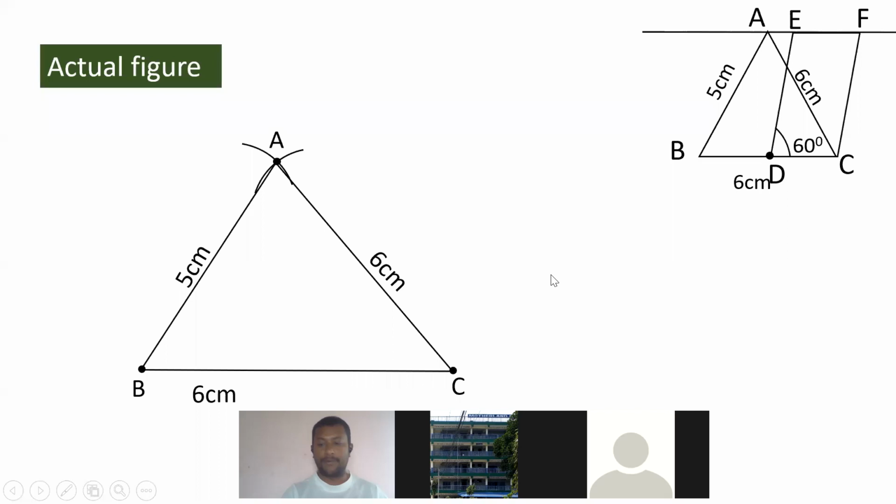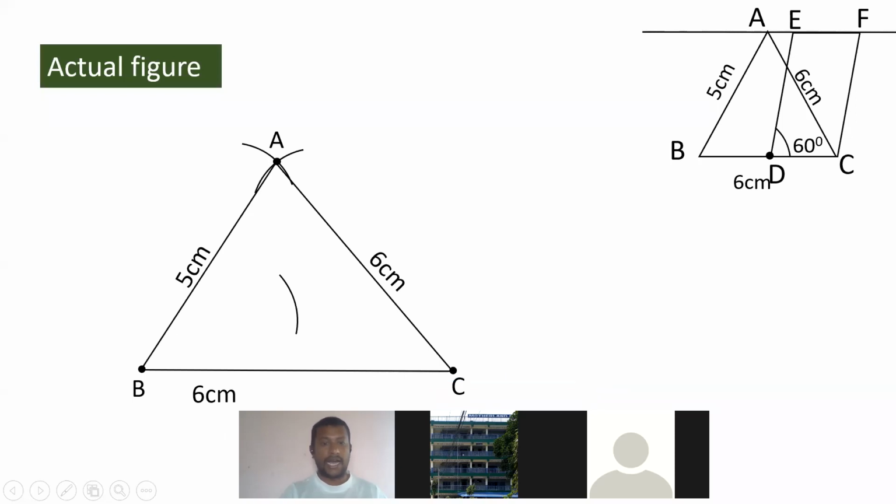Now we need to take a middle point D. How to take a middle point? For that, taking B as center, take an arc from B with suitable radius, whose measurement must be a little bit more than half of this BC. That means more than 6 centimeter.